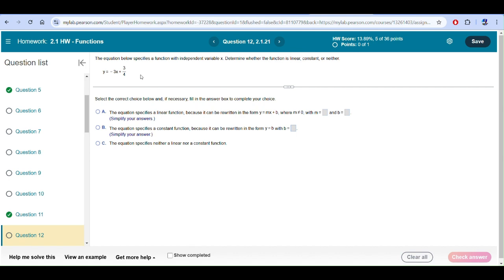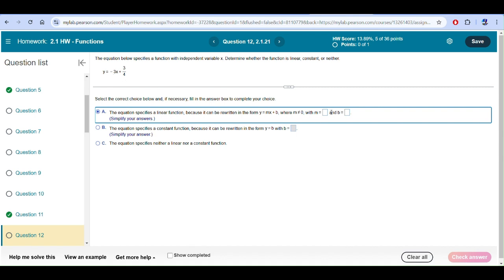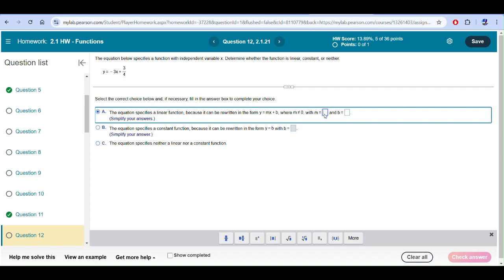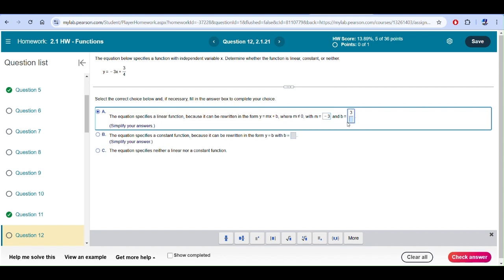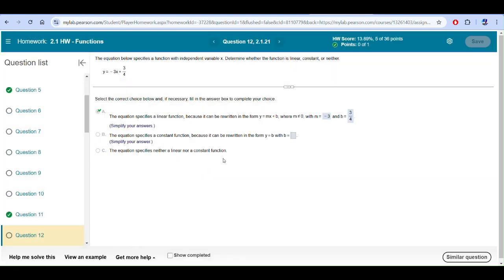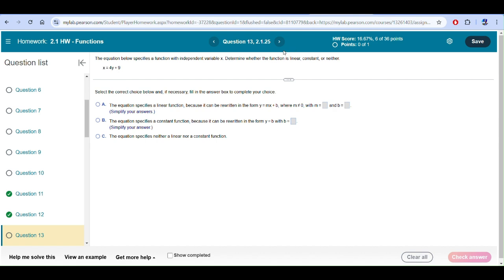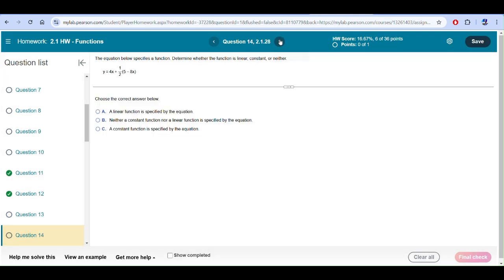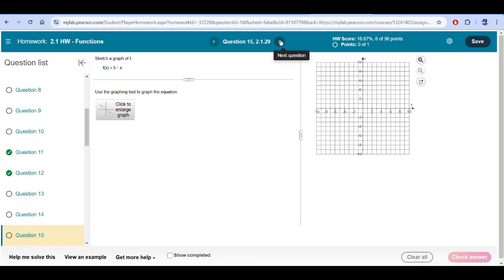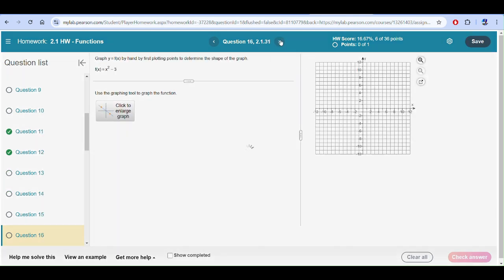The equation here, so what do they want? Determine whether the function is linear. Negative 3x plus 3/4. This is pretty linear. This is mx plus b, where m is equal to negative 3 and b is equal to 3/4. Cool. Moving on. This equation is also going to be linear. This one's going to also be linear. This one's going to be linear.